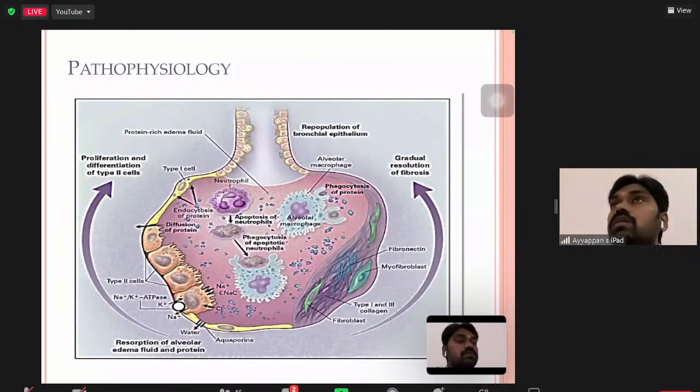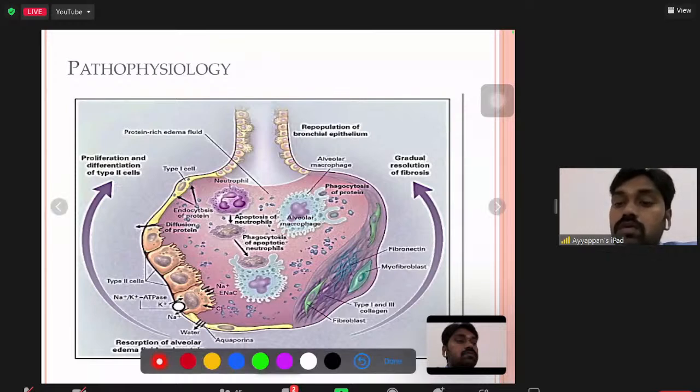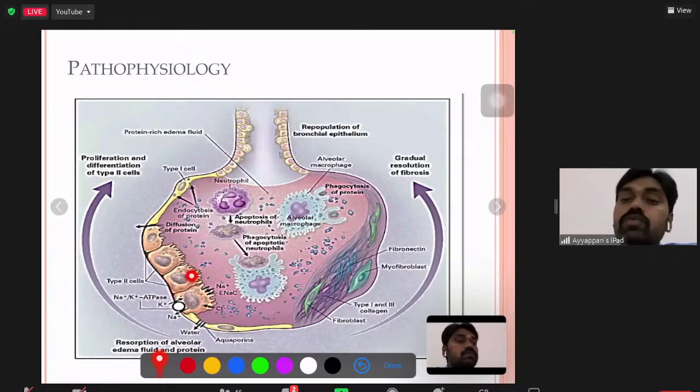So the alveoli, which was normally functioning, after the injury ends up like this. So this is during the proliferative phase, where you have the type 2 pneumocytes or the type 2 cells, which have proliferated to cover up for the type 1 cells which are injured. And there are aquaporins and water channels which have developed to remove the fluid.